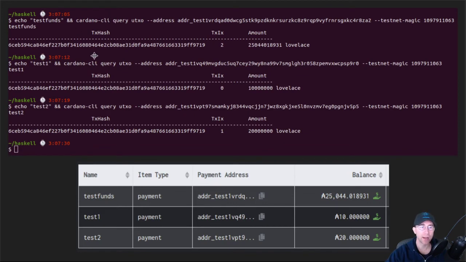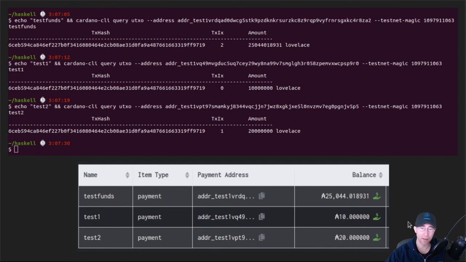So we now have on test one that 6CEB transaction. The index is 0 because that was our first UTXO out. The second one gets the index of 1, again with the same transaction hash. And then our change, whatever was remaining minus the fee, comes back to us in that final transaction index. And you see in the wallet balances, everything looks correct here.